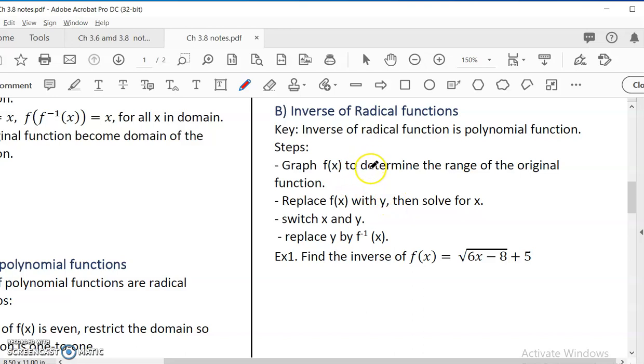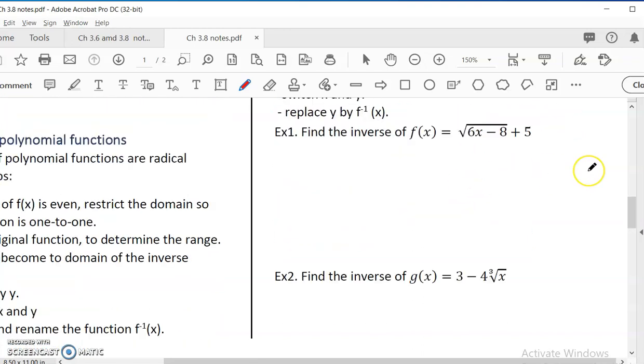You usually graph your function to make sure you know the domain and range. You graph it so you know the range of the original function, and that would be the domain of your inverse function. Ordinarily speaking, a polynomial function has real numbers as its domain, but if you are getting that inverse function from an even root, you have a restricted domain.